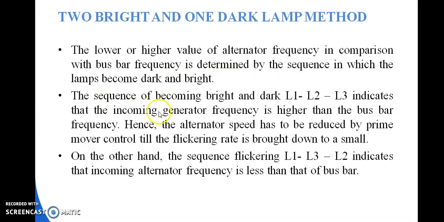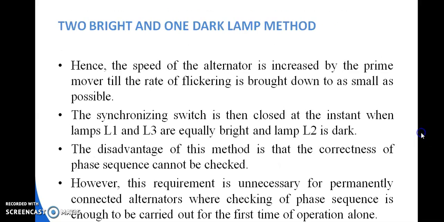The sequence of becoming bright and dark, L1, L2, L3, indicates the incoming generator frequency is higher than the bus bar frequency. Hence, the alternator speed has to be reduced by prime mover control till the flickering rate is brought down to a small value. On the other hand, the flickering sequence L1, L3, L2 indicates that the incoming alternator frequency is less than that of the bus bar frequency. Hence, the speed of the alternator is increased by the prime mover till the rate of flickering is brought down to as small as possible.